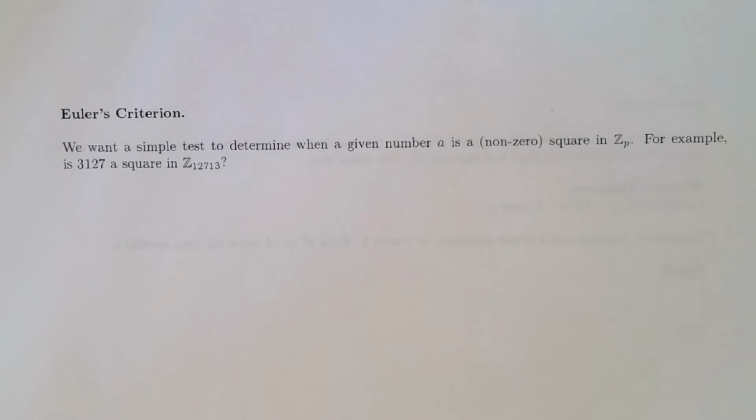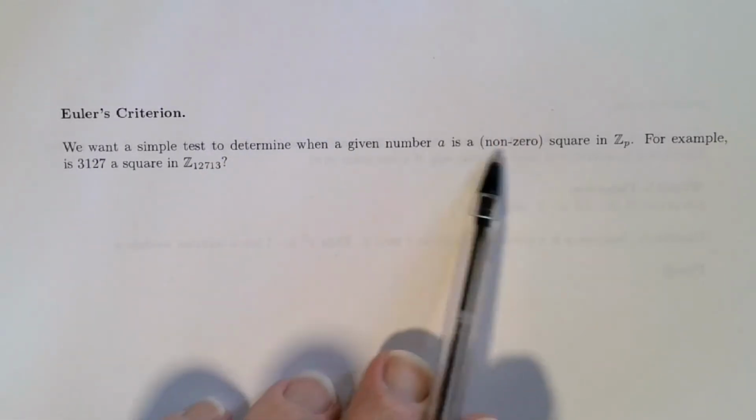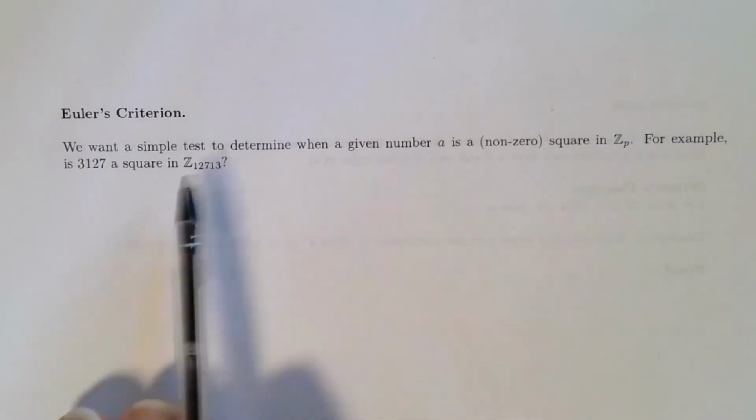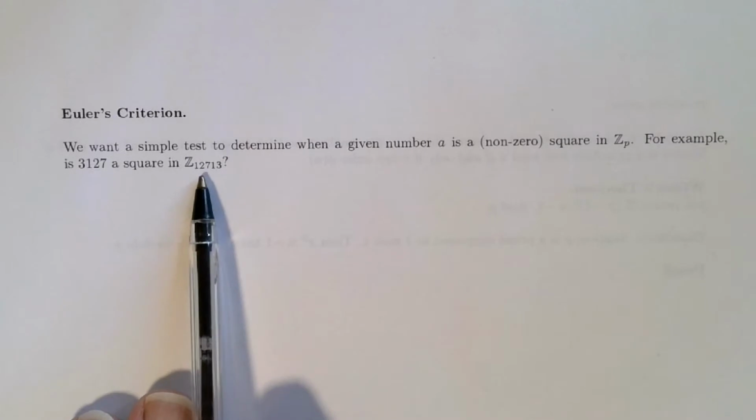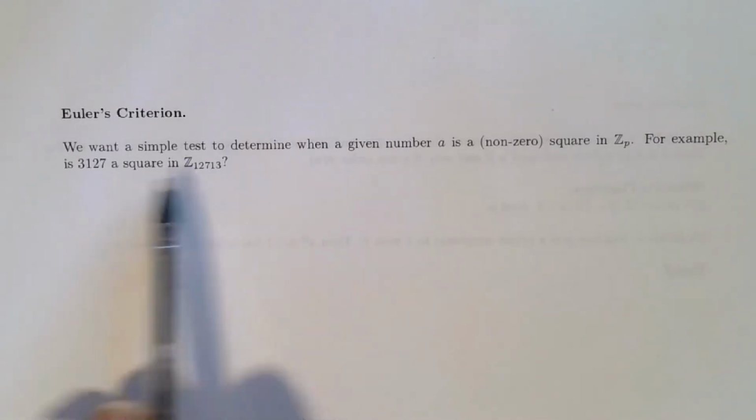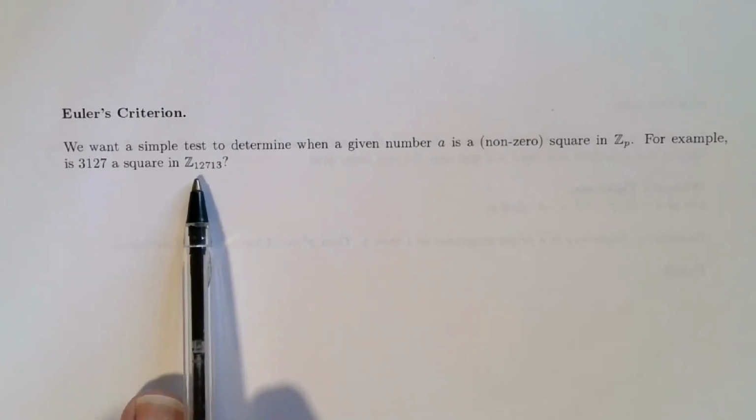What we're looking for is a simple test. Is there a simple test to determine whether a given number a is a non-zero square in Zp? For example, if I give you this modulus, 127, is 31 a square in here? Well, I don't know, because we haven't got enough tools to see that at the moment.